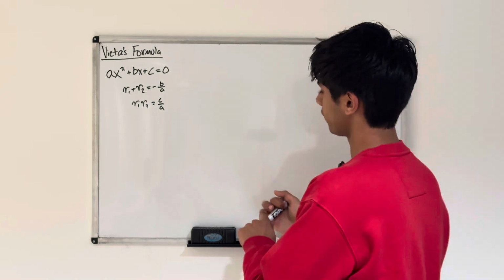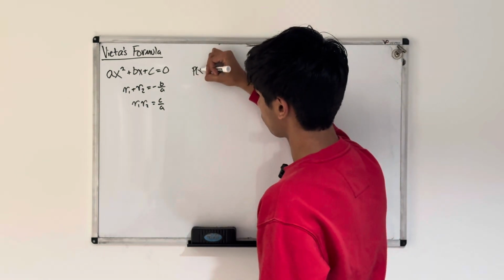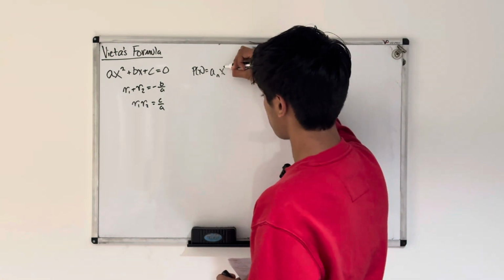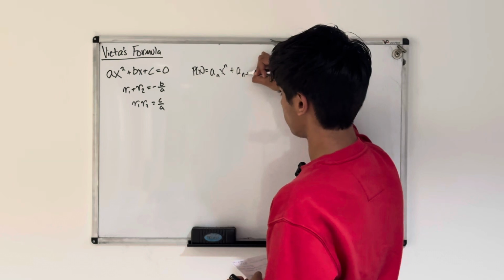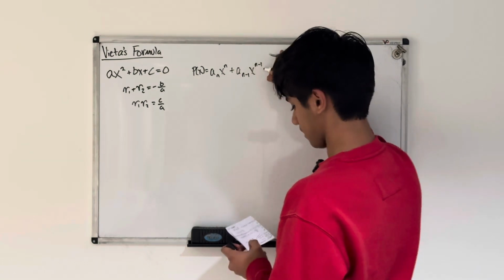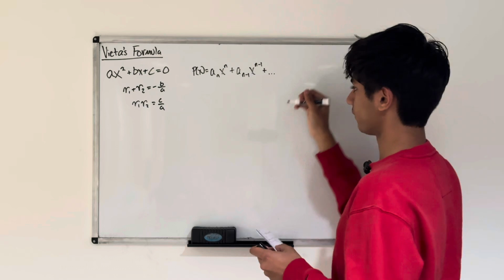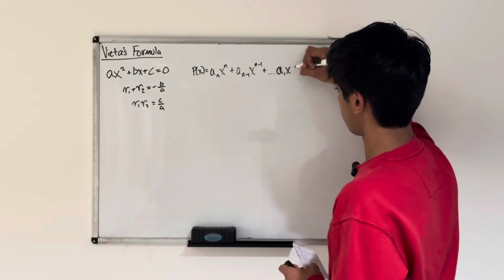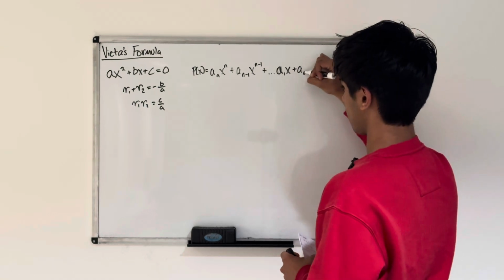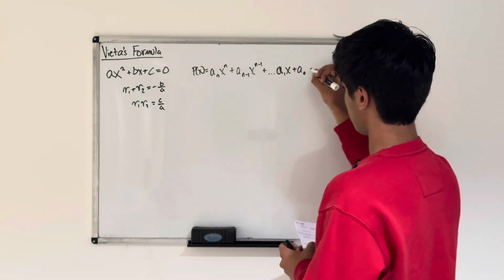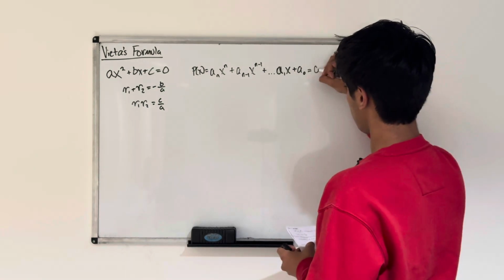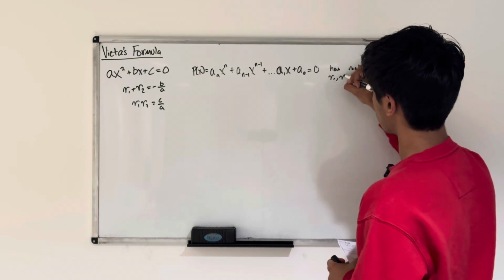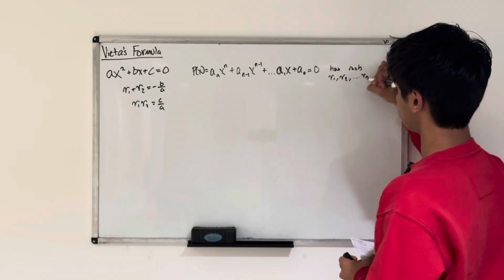So let's say we have some polynomial p of x such that the polynomial equals a_n, where a is a coefficient, times x to the power of n, plus a_(n-1) times x to the power of n minus 1, plus and so on, going all the way to a_1 times x to the power of 1, which is just x, plus a_0 times x to the power of 0, which is just 1. And let's say this polynomial equals 0, and it has roots r1, r2, all the way to rn.